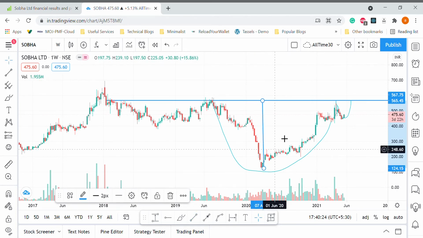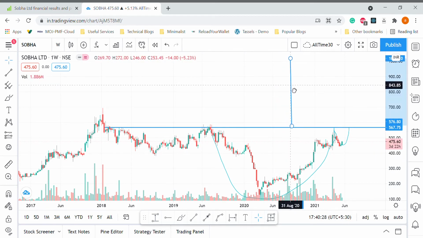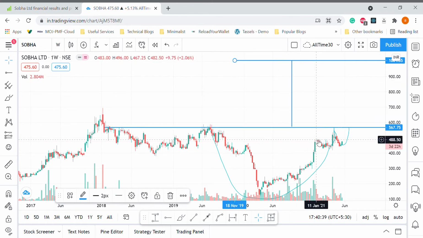Now to understand what kind of target it is, we have to move this line from here to the top. And now if we straighten this line, this is the target we get. So if you see what kind of return we are getting from this particular point, this is the return we can get if we invest at this point in time.